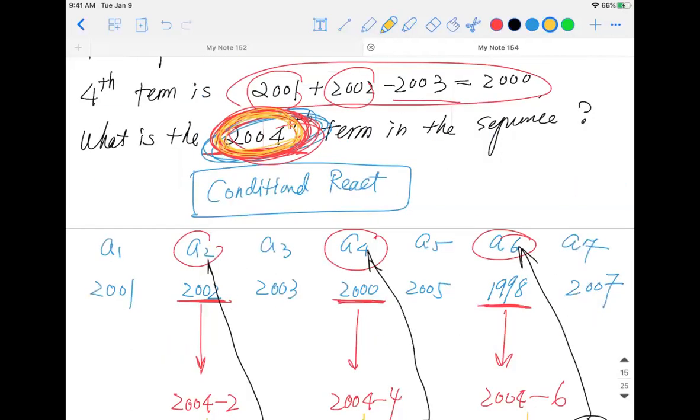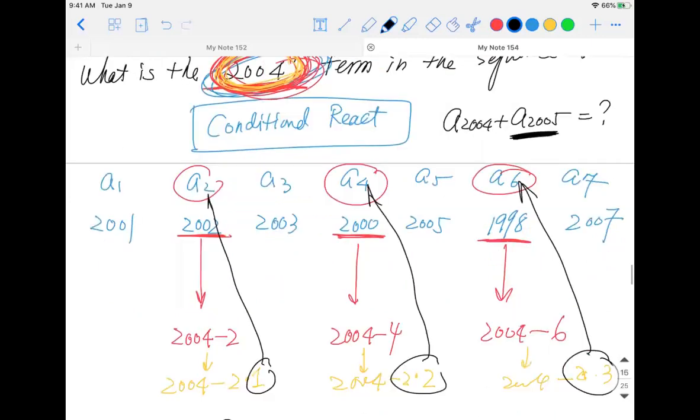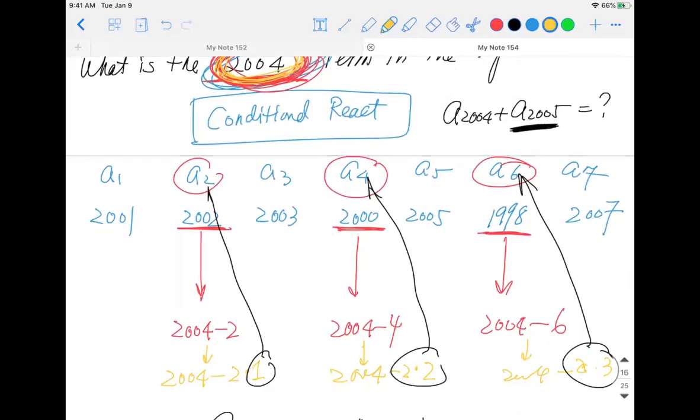If I'm the author, I'm going to ask you A2004 plus A2005. That being said, you also need to determine how the odd term looks like. Is that right? I give you 1 minute. Who can tell me what is the odd term? What is the general formula for the odd term?